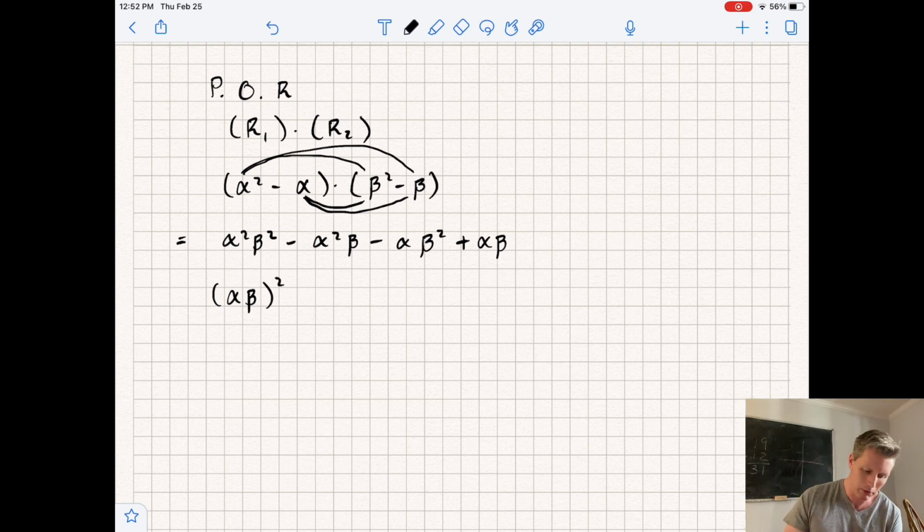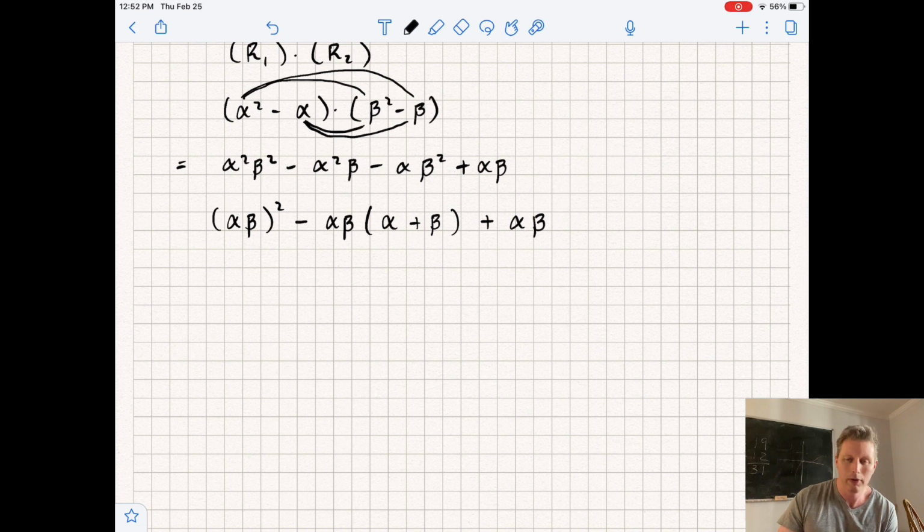And so that's what I'm going to do. I'm going to factor out, in fact, negative alpha beta out of those two middle terms. And if I factor out negative alpha beta out of negative alpha squared beta, I'm going to be left with an alpha. And if I factor out a negative alpha beta out of negative alpha beta squared, I'm going to be left with beta. So alpha plus beta. And then, of course, I have a plus alpha beta. And again, I now have my product of my roots in terms of purely alpha plus beta and alpha beta.